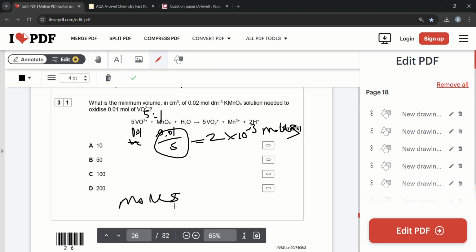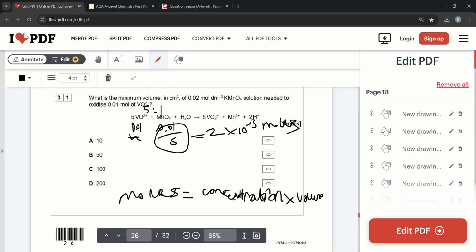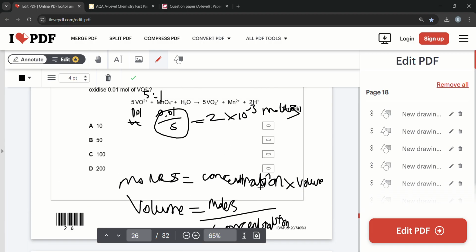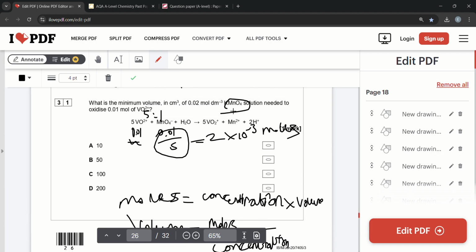Moles is equal to concentration times volume. So volume is equal to moles divided by concentration. And we just found out the moles using the molar ratio. When we read the question properly, minimum volume of this needed to oxidize that, so it's a 5 to 1 molar ratio. The moles is 2 times 10 to the power minus 3 divided by concentration, which was 0.02. That's the concentration of this, and that will give me 100. Therefore the answer is C.